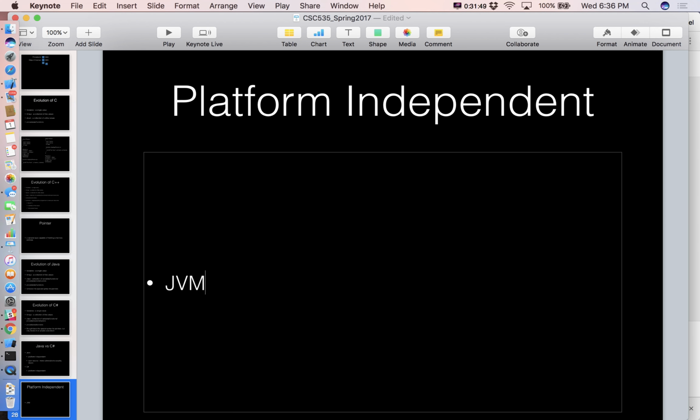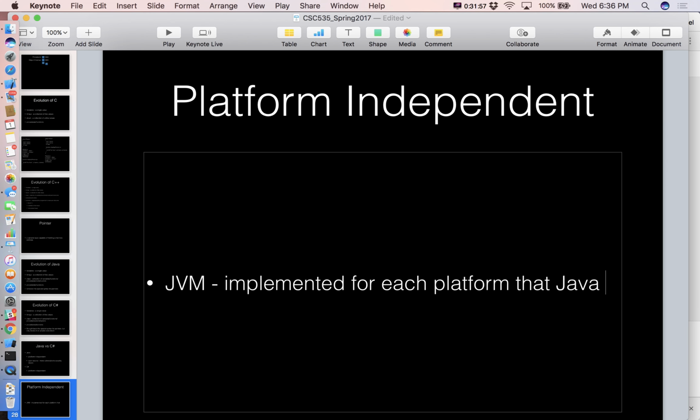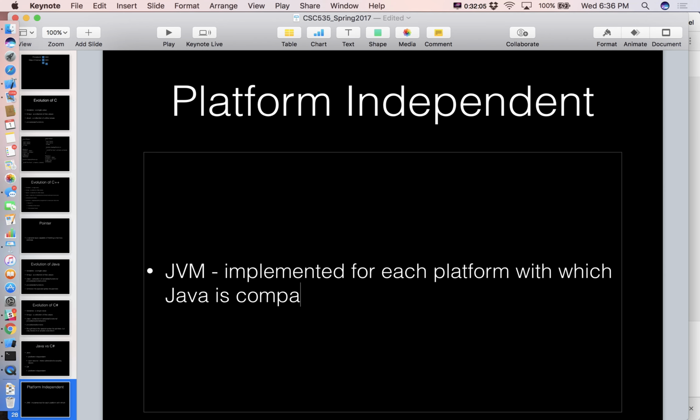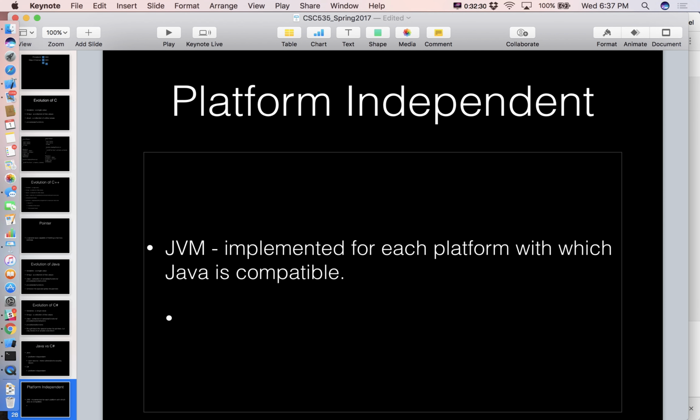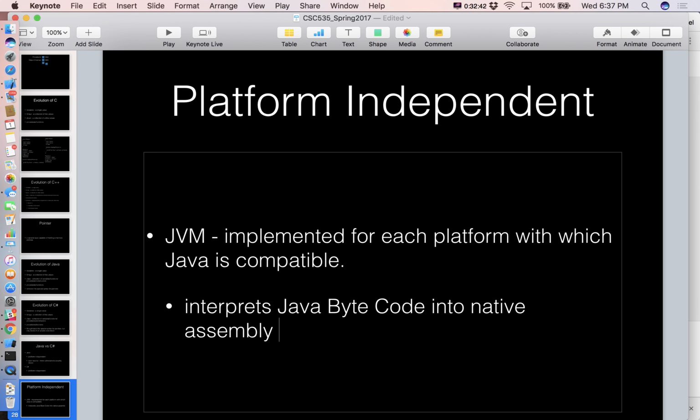So the Java virtual machine is implemented for each platform with which Java is compatible. That means somebody wrote the Java virtual machine for Windows. They wrote the Java virtual machine for the Mac. They wrote the Java virtual machine for Linux, and so on and so forth. Now, each of those, the Java virtual machine itself, as he pointed out, at runtime interprets Java bytecode into native assembly code for that architecture.